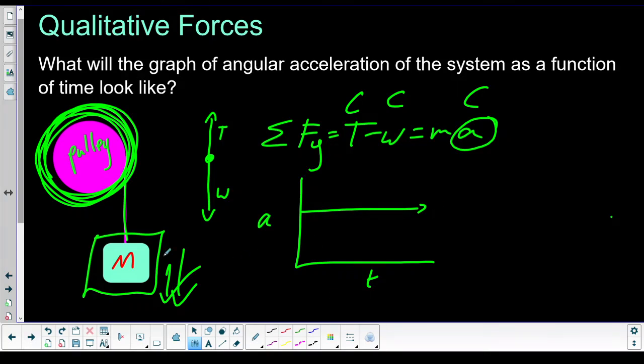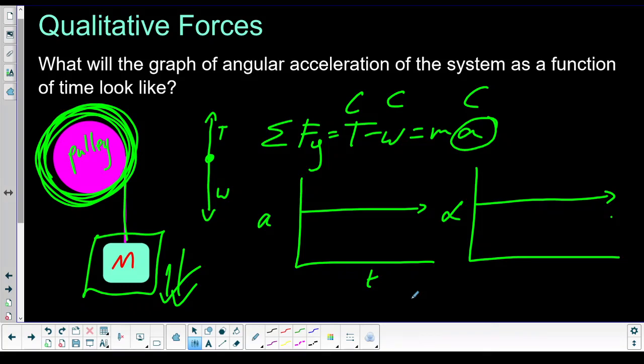So this thing is tied to the box. However far this box falls, it's going to pull out that much rope, and this thing will spin whatever length of rope that is. And it's going to have the same change in velocity. They're connected. So if this thing accelerates with a constant acceleration, this thing's going to accelerate with a constant acceleration. And our angular acceleration will look like that. Okay. So there you go.